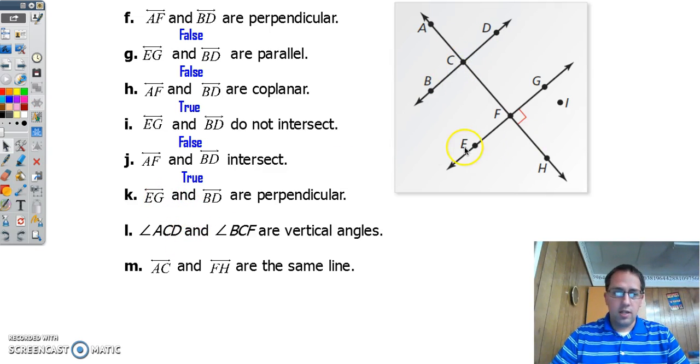Okay, next we have line EG and line BD. Can we assume that those are perpendicular? And no, I've got a typo here. That is false.